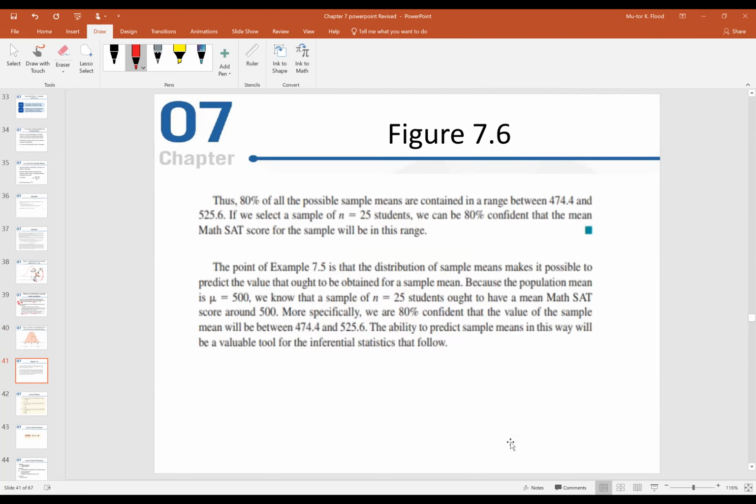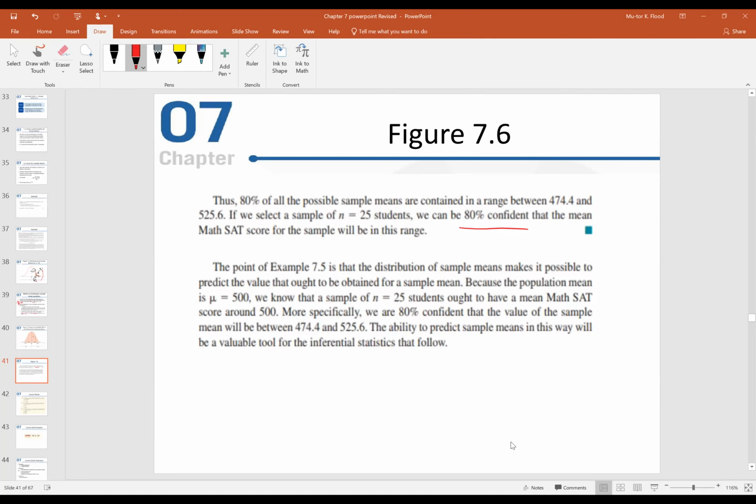All right, so thus 80% of all the possible sample means are going to be contained between 474.4 and 525.6. If we select a sample mean of 25 students, we can be 80% confident that the mean math SAT score for the sample will be in this range.